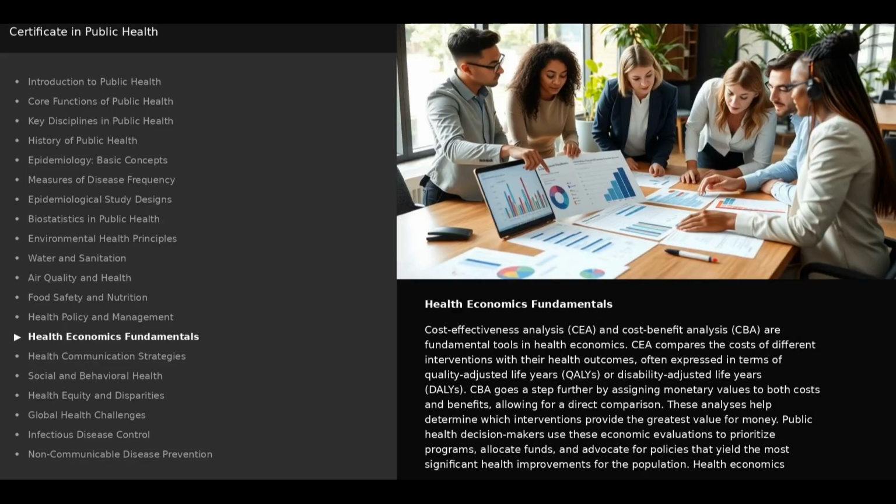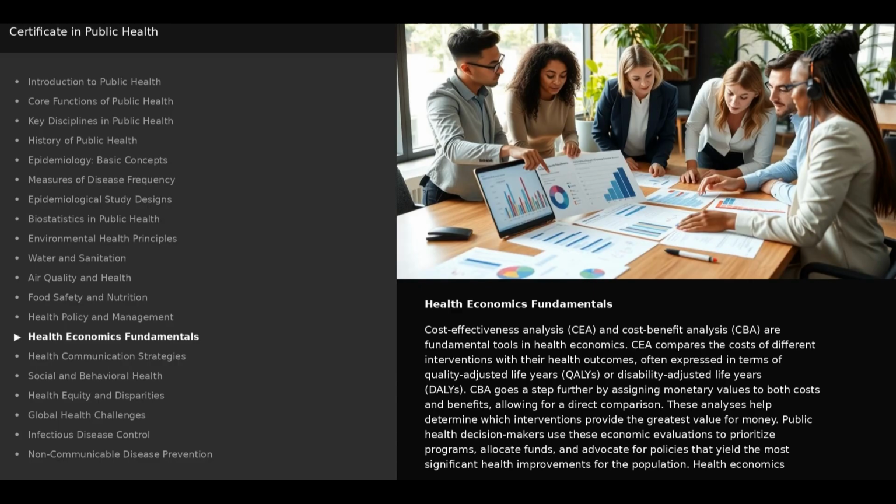Cost-effectiveness analysis, CEA, and cost-benefit analysis, CBA, are fundamental tools in health economics. CEA compares the costs of different interventions with their health outcomes, often expressed in terms of quality-adjusted life years, QALYs, or disability-adjusted life years, DALYs. CBA goes a step further by assigning monetary values to both costs and benefits, allowing for a direct comparison. These analyses help determine which interventions provide the greatest value for money.